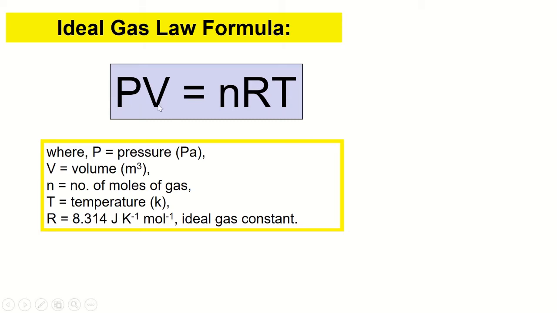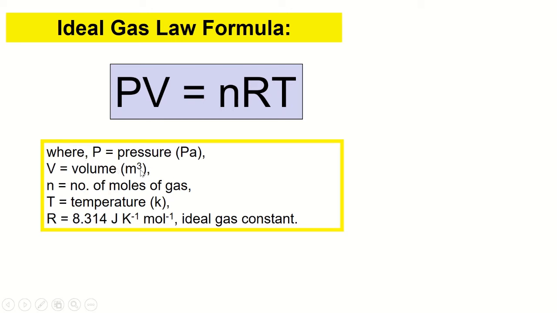In the formula, V stands for the volume of the gas, and the volume of the gas you have to take only in meter cube, not in liter, not in centimeter cube, not in millimeter cube. The only unit you have to use here is meter cube.